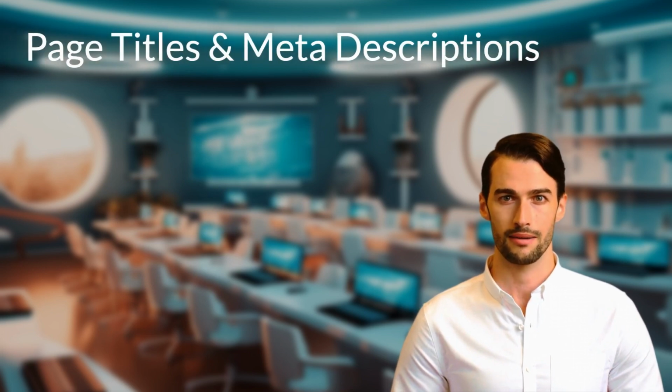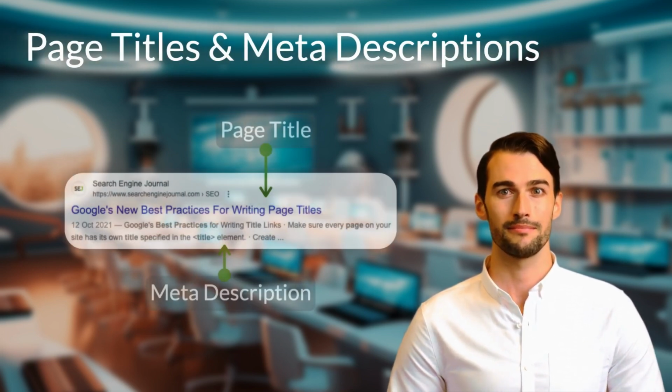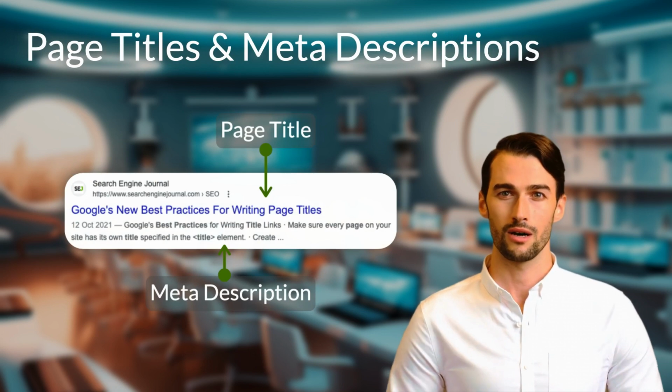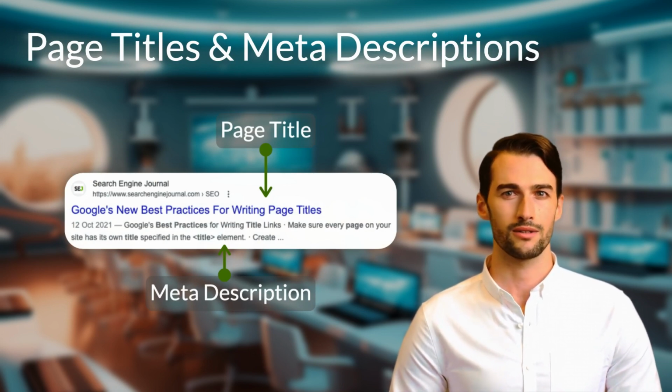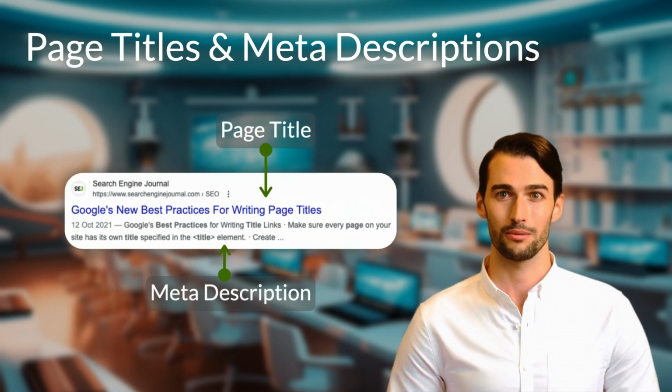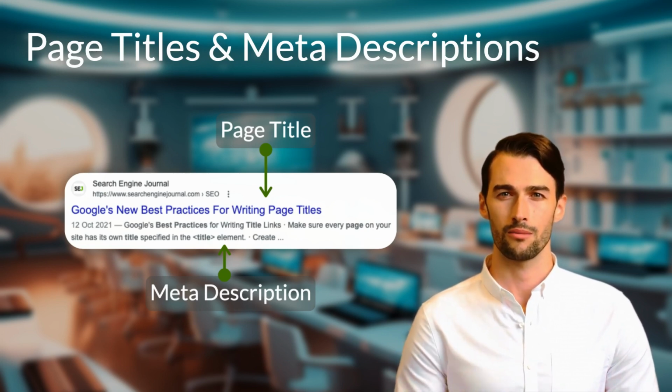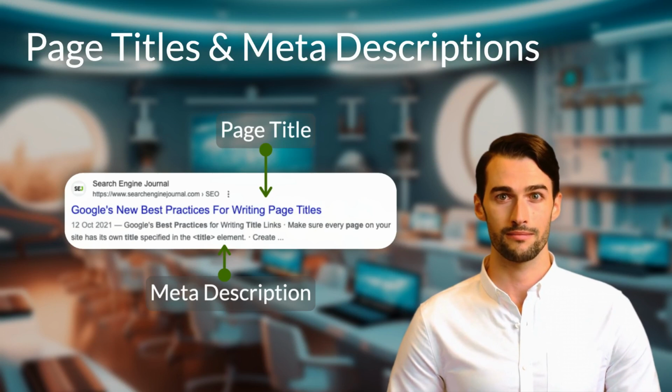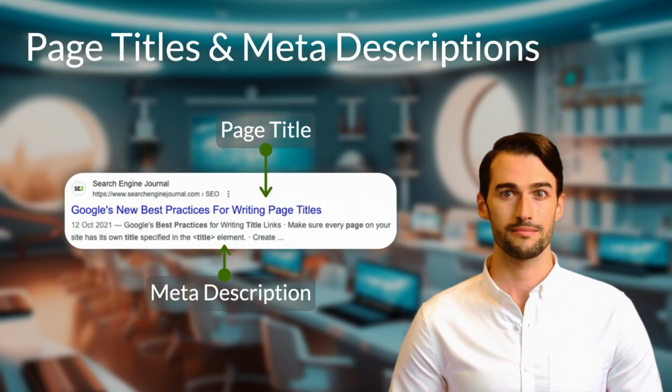Page titles and meta descriptions. Page titles and meta descriptions are short snippets of text that appear in search results. They are important for content optimization because they can help users decide whether or not to click on your website's link. They should be clear, concise, and informative. They should also include your target keywords.